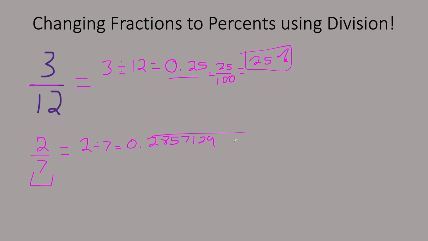All right, now what do we do? Well, I'm going to round it to the hundredths place. And remember, when we round, if it's 5 or over, we round up. So this is going to be 0.29, and this is approximately. And so the percent is going to be 29%.